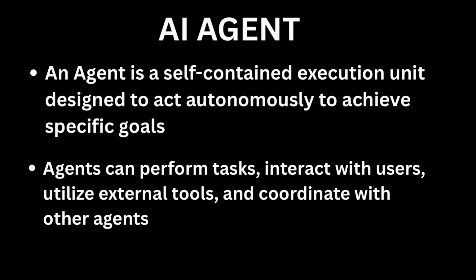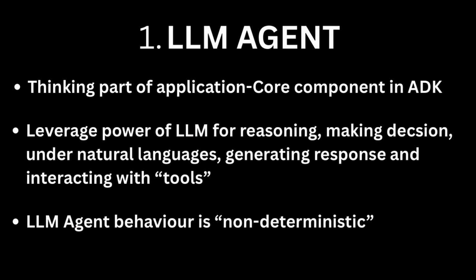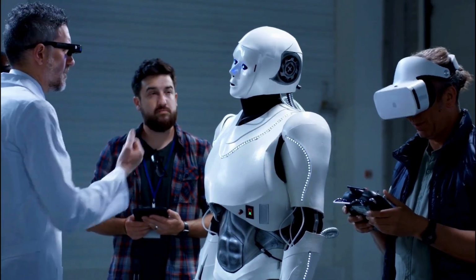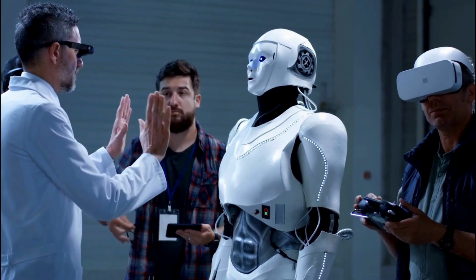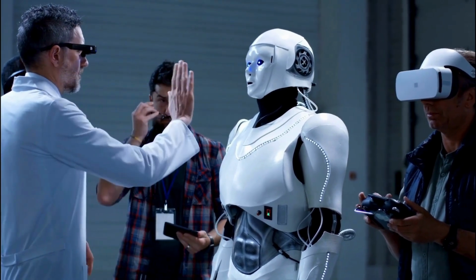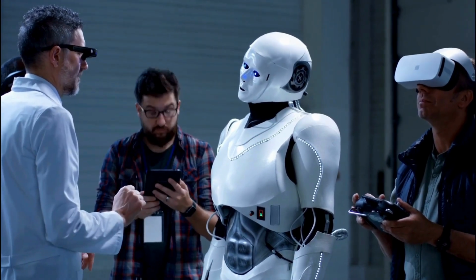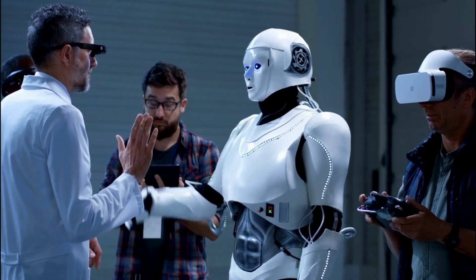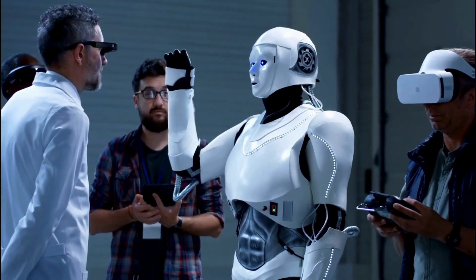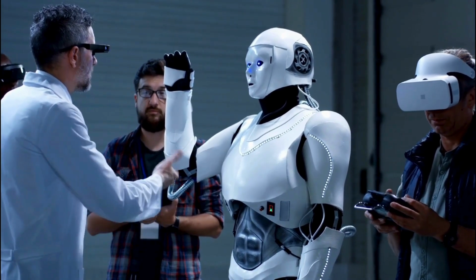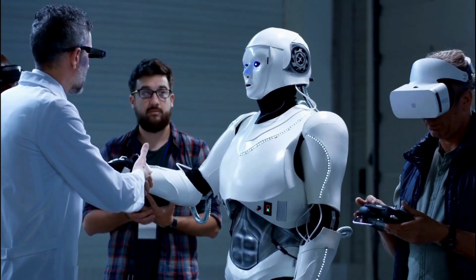So, what exactly does an LLM agent mean? In the world of ADK, this is the thinking part of your application, the core brain that brings intelligence to your agent. LLM agents tap into the power of a large language model to reason, make decisions, understand natural language and generate responses. But they don't stop there. They can also interact with external tools and dynamically decide what actions to take. Unlike workflow or custom agents, the behavior of an LLM agent is non-deterministic, which means each response might be different, depending on context and model output. It's flexible and powerful and essential for building agents that feel smart and natural.